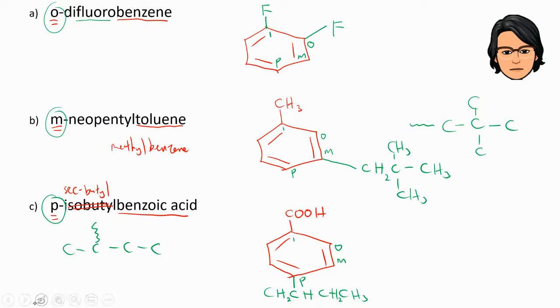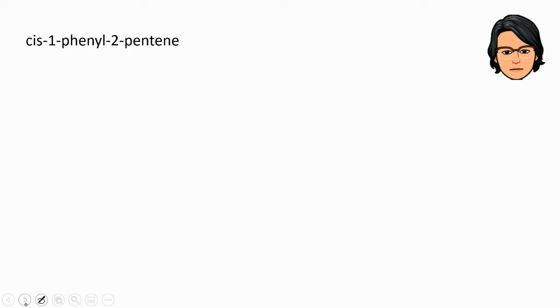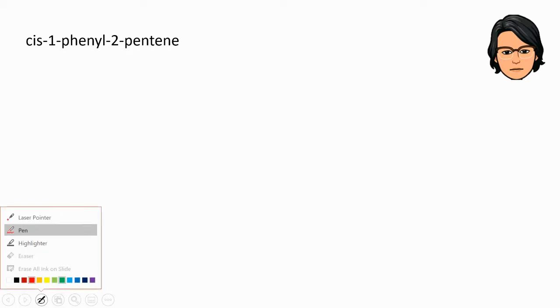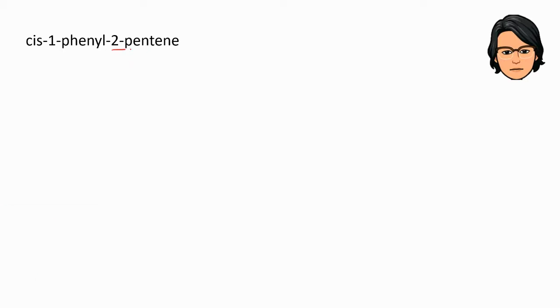Okay, now we move on to the last one. Not the last one, the second last one. This time you can see pentene. This is an alkene. So our parent chain, draw pentene first. 1, 2, 3, 4, 5. So 2-pentene, the double bond is here. Now, let's look at the next one, which says we have 1 phenyl.